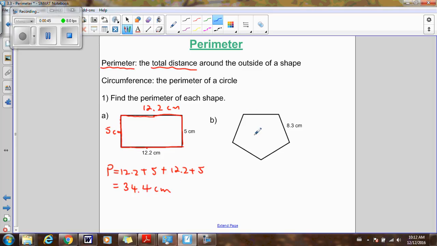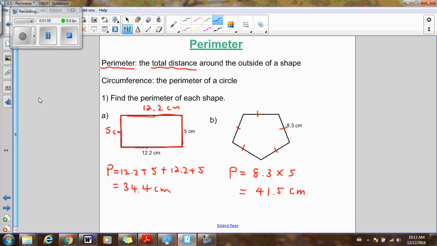For the next one here, we have a pentagon, which has 5 sides. Now, in this shape here, all sides are the same. So to find the perimeter, all we have to do is 8.3, and because there are 5 sides, we're going to multiply that by 5. And you're going to get the answer 41.5 centimeters.